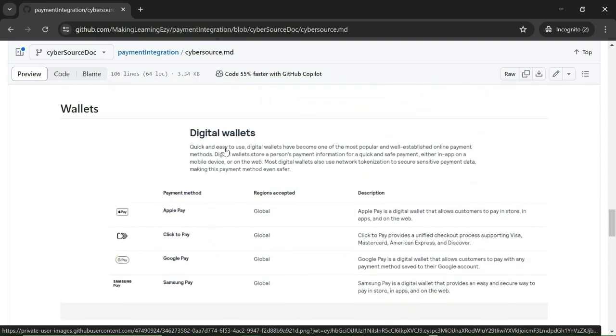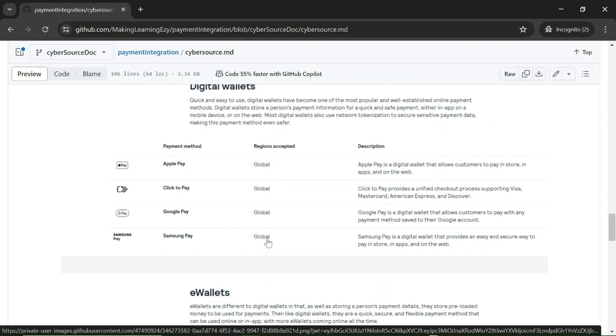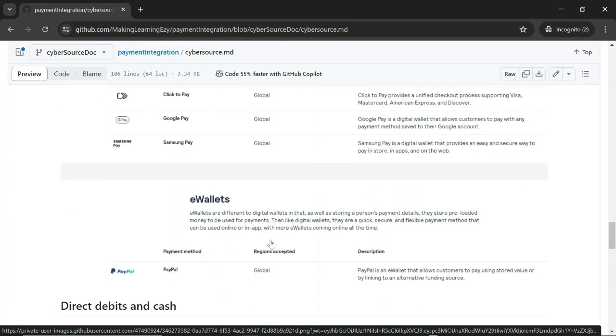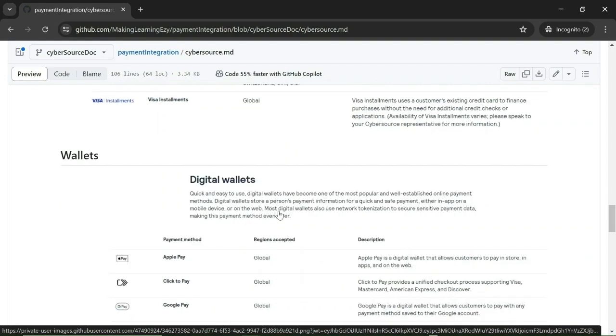So what is the difference between digital wallet and e-wallet? In an e-wallet, first the customer loads money into the wallet, then makes the payment. But in a digital wallet, there is no need to preload money in the wallet. At the time of payment, the money is deducted directly from the bank account. In both cases, you need to link the bank accounts. To link the bank accounts, you can use a debit card or credit card or some other available option.